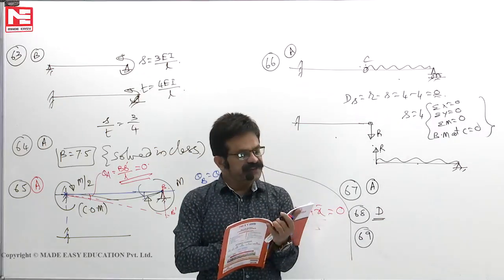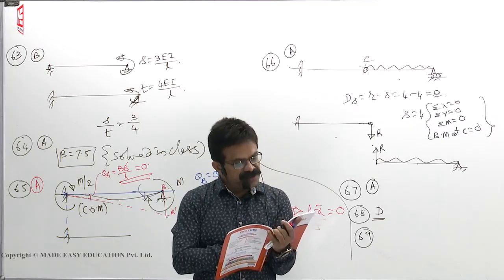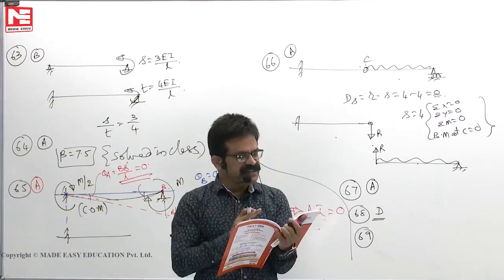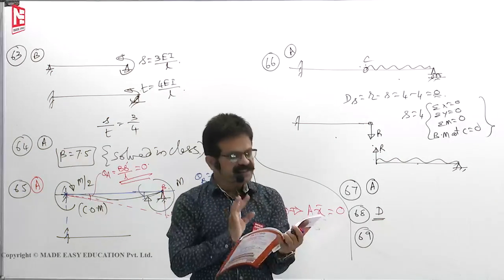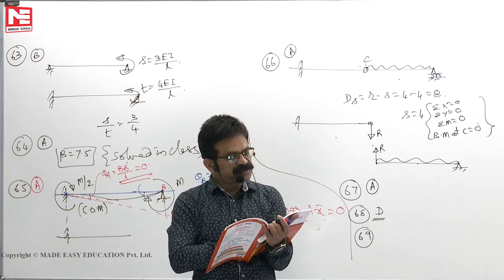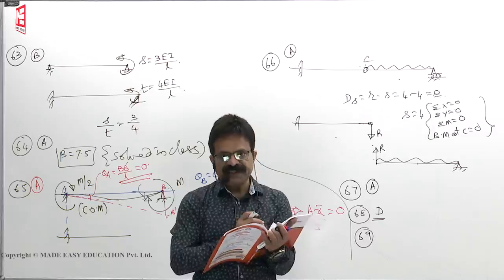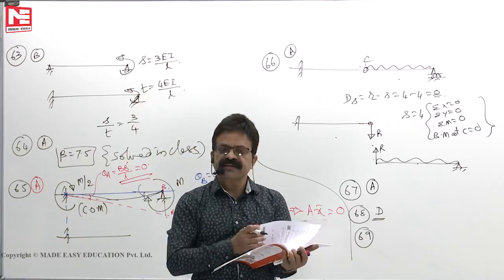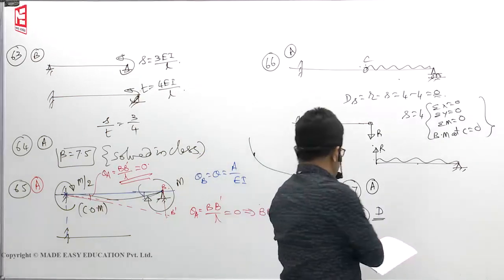Assertion is correct. What is the reason? In moment distribution method, slope deflections are solved without writing them explicitly, correct? So assertion is correct, reason is correct, but reason is not the correct explanation of the assertion. Both statements are correct. They are essentially stiffness methods because you are using the stiffness factor. That's the reason why. But A is correct, R is correct, R is not the correct explanation. Both statements are correct. So B is the answer.